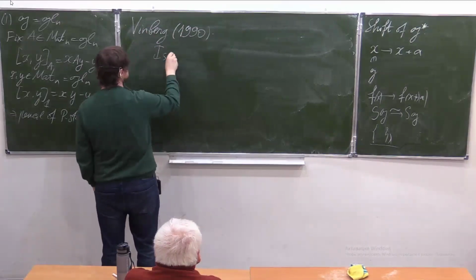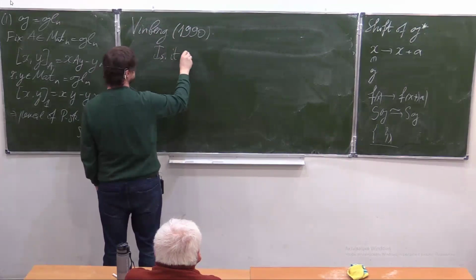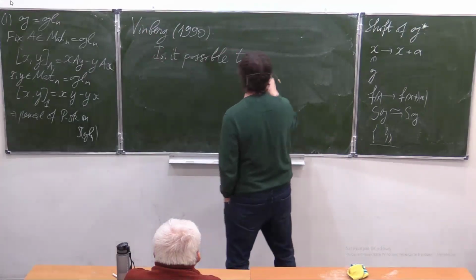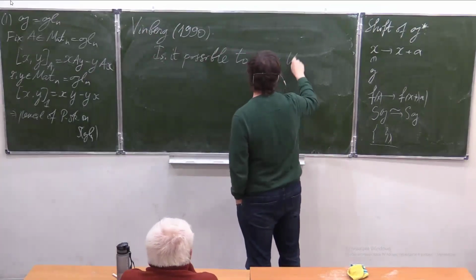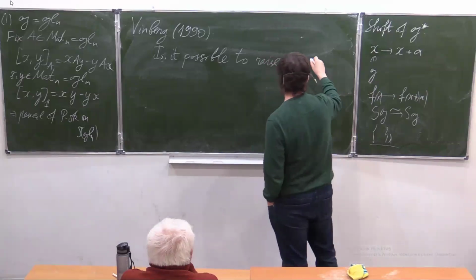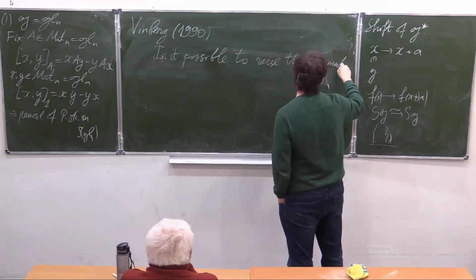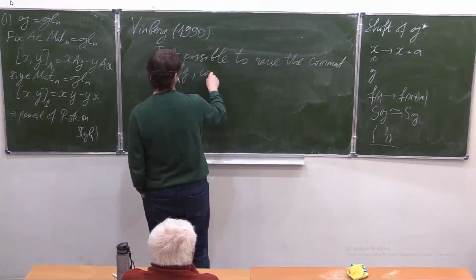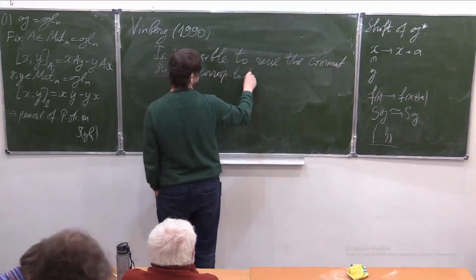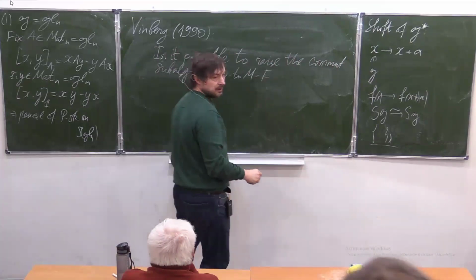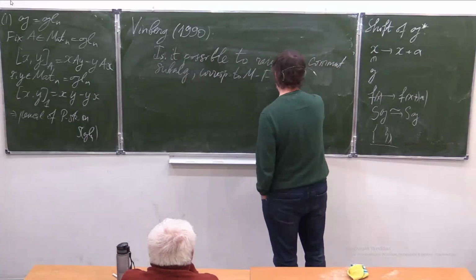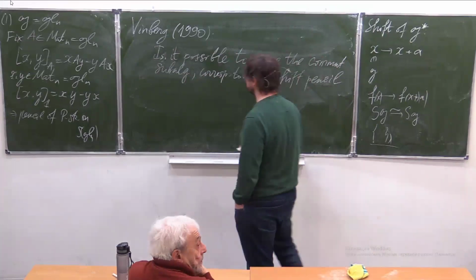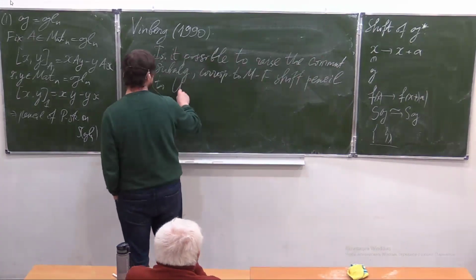Is it possible to raise the commutative subalgebra corresponding to the Mishenko-Fomenko shift operator, shift pencil, to the universal enveloping algebra, UG?